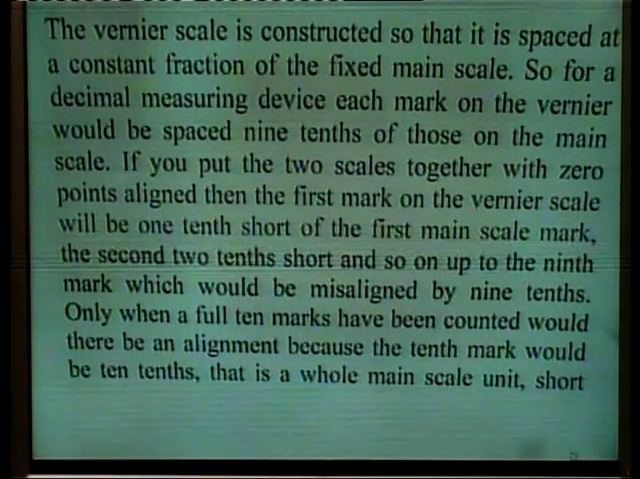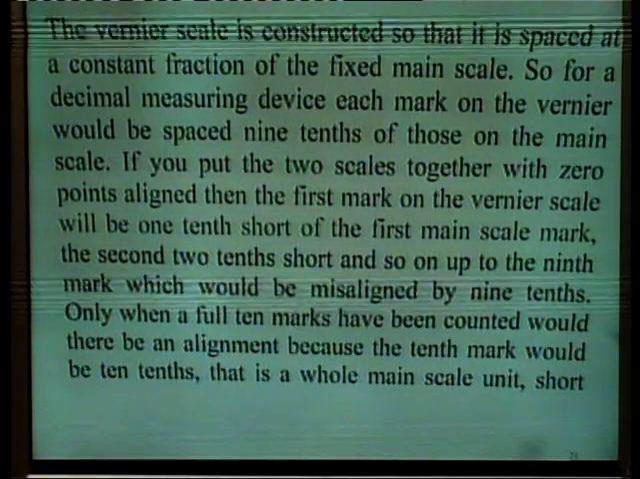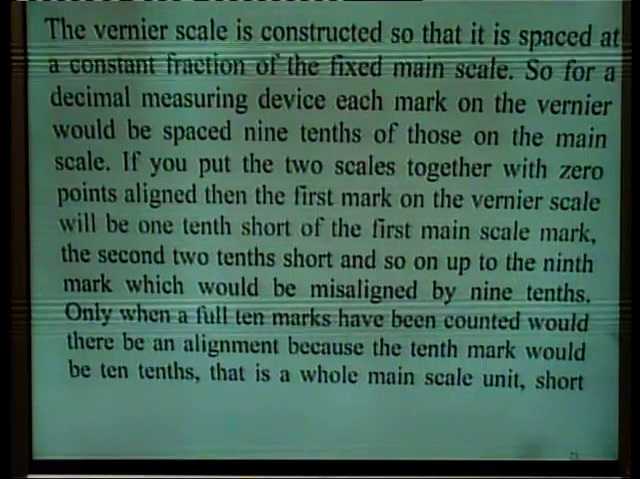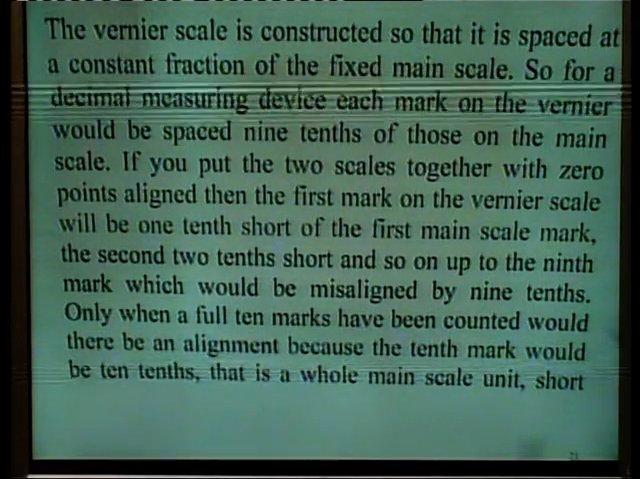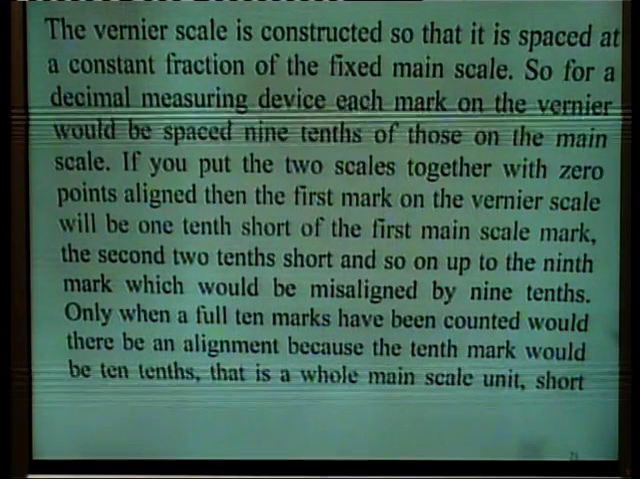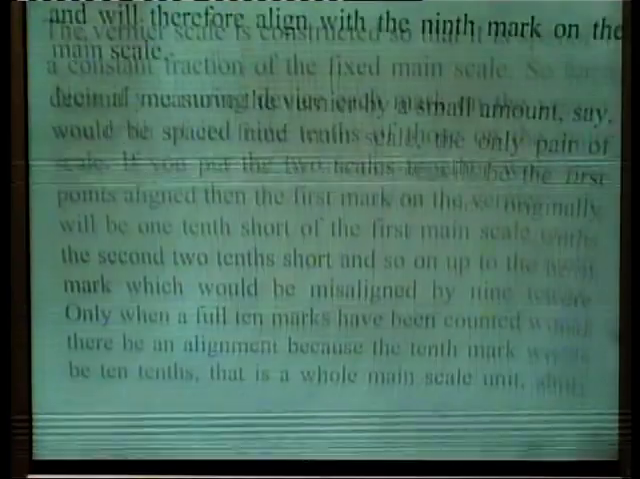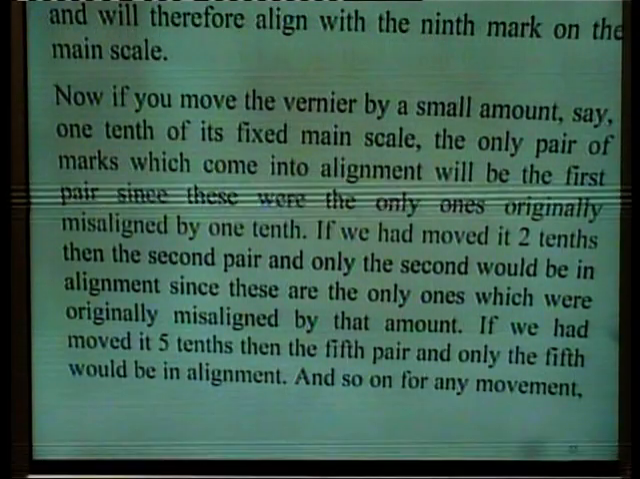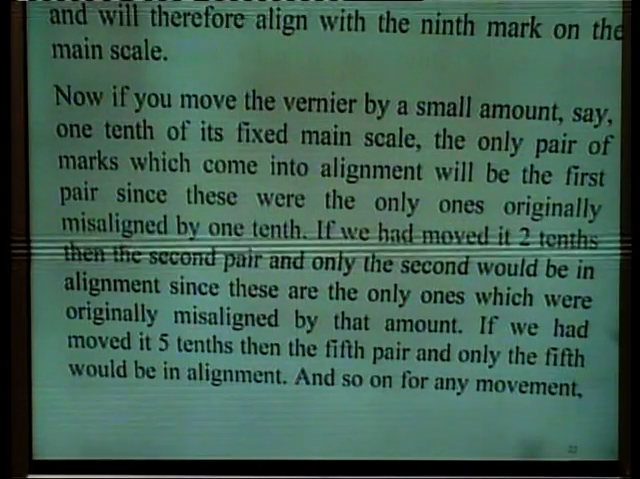So only when a full 10 marks have been counted would there be an alignment, because the 10th mark would be 10/10 short, that is a whole main scale unit, and will therefore align with the ninth mark on the main scale.